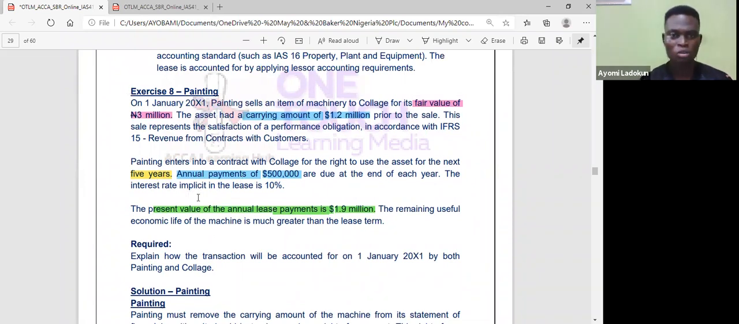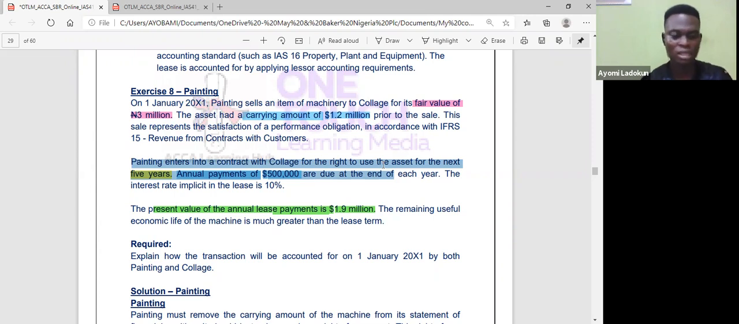So what do we do here? When I see this transaction, I already know that this is a sale and leaseback because it said Painting sells to Cottage at its fair value. Then Painting enters into a contract with Cottage for the right of use asset. That means I'm buying back. So that's a sale and leaseback, and I sold at fair value. So what will I do? The standard says you have to measure the right of use asset as the proportion of the previous carrying amount that relates to the right retained.